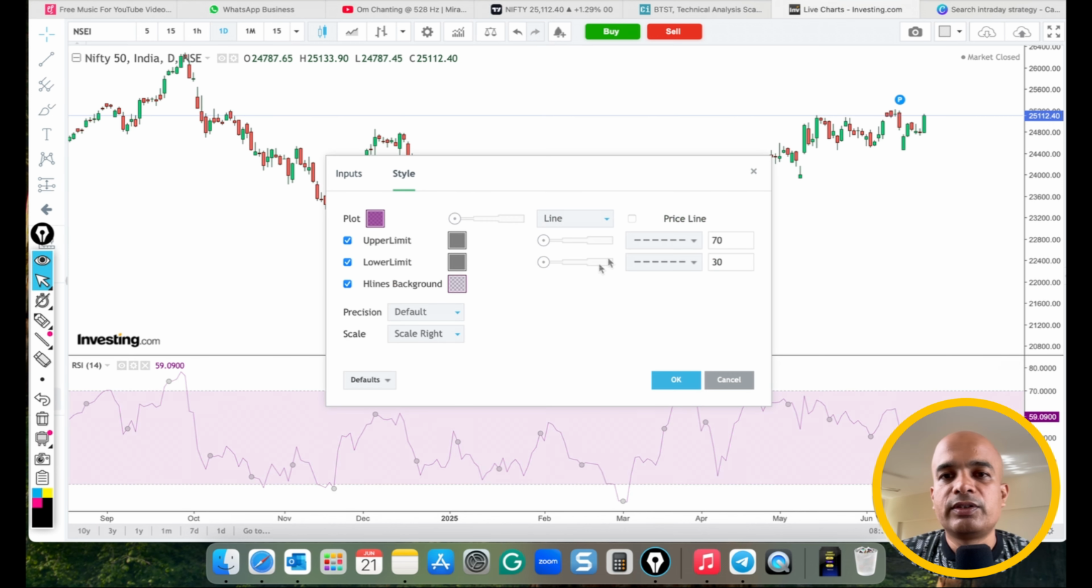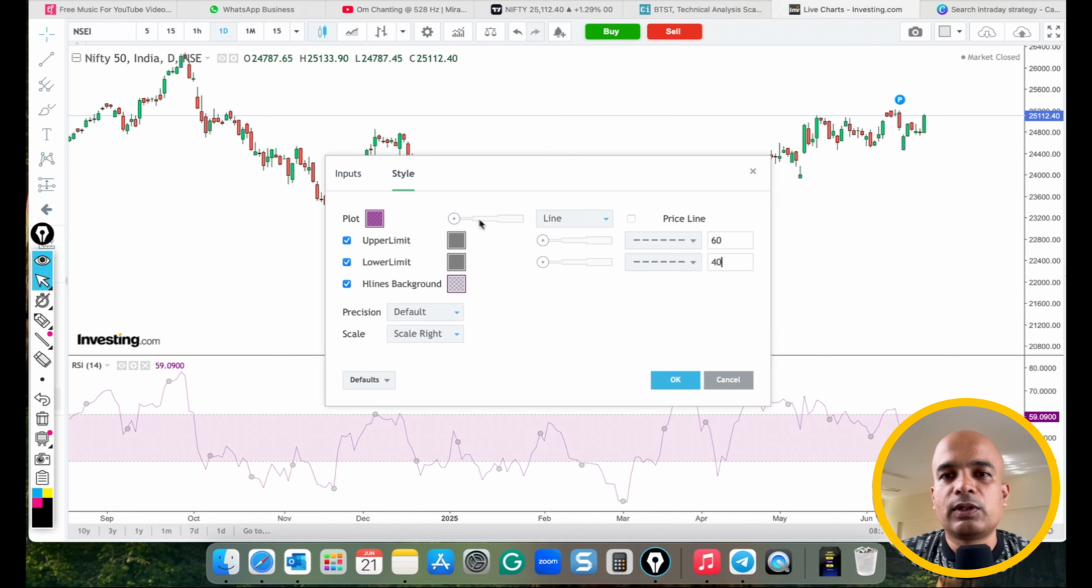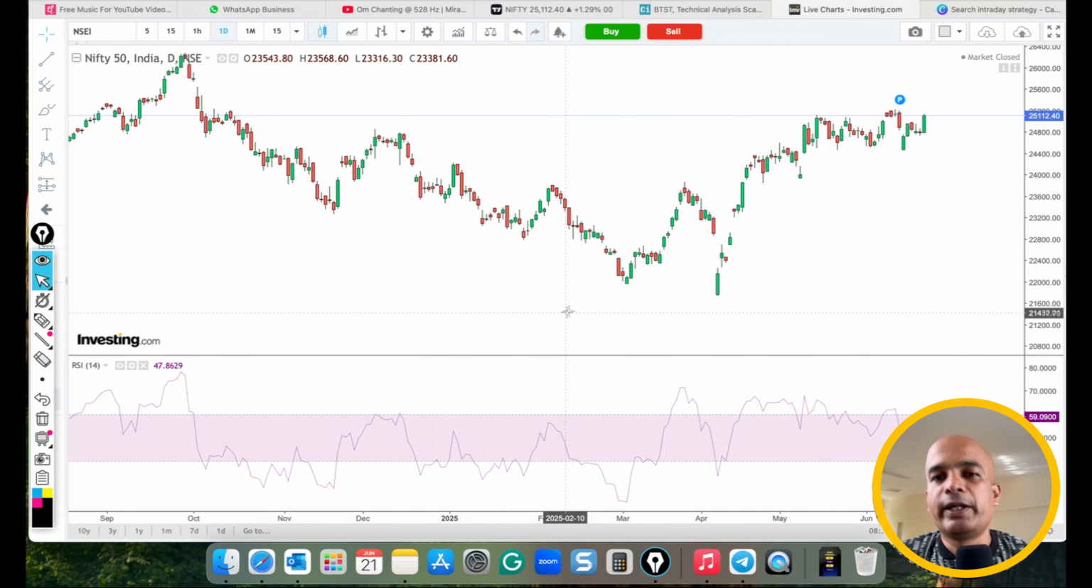I will go to the settings. I will change it to 60. I will change it to 40. So this is one thing. This is fine. Okay, line with breaks, histogram, I think this is fine.